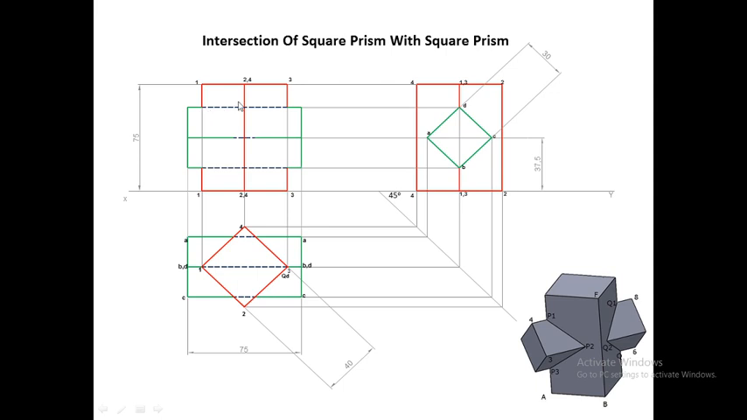Also, this portion of the edges of the horizontal square prism is going inside the vertical square prism, so they are kept as hidden. This is not visible in the front view. This will also not be visible from the front view, so they are kept as hidden. Also, this portion, from here to here, will not be visible in the front view, so it is also kept as hidden.